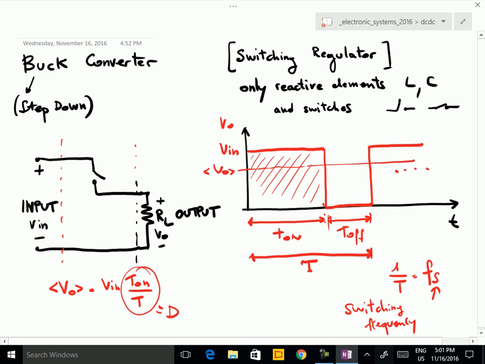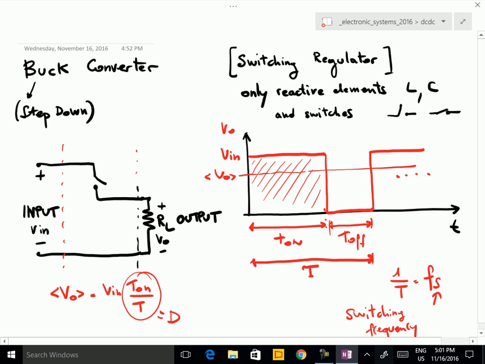And of course, if you want to have only the continuous component, we need to filter the output voltage. So we need to filter the rectangular wave. This is the easy part. Then, in addition to that, there is also something which is not actually so easy, and that is this fact.